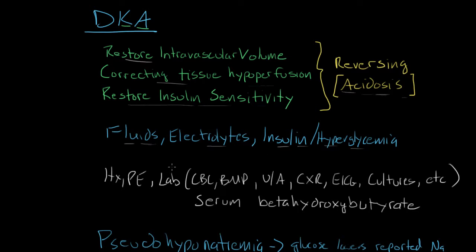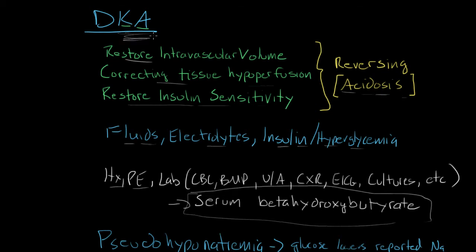Although we're not covering it in much detail in our lecture right now, it's always important to keep in mind that whenever you work up someone's DKA, you're obviously going to be doing your history, your physical exam, and ordering labs as listed here. If you want to, you can check a serum beta hydroxybutyrate. I rarely do that, but this is the ketone in your ketoacidosis in DKA that you can measure directly, and it will show you the severity of your DKA.